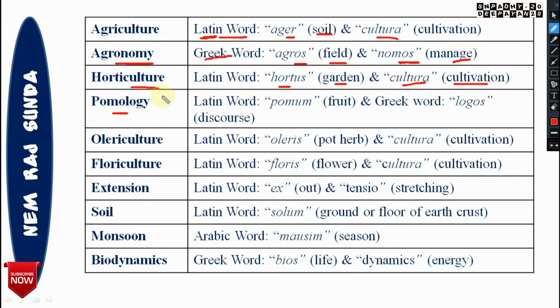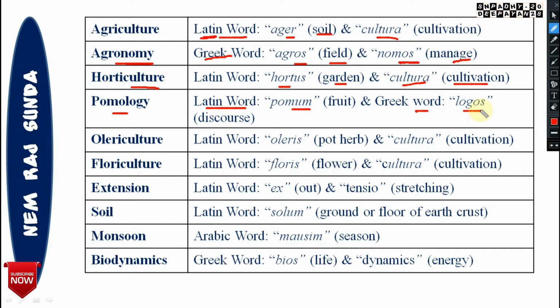Next is pomology. That is more specific to horticulture. Pomology came from the Latin word pomum and the Greek word logos. Here you see two combinations. One is the Latin word pomum, meaning fruit, and the Greek word logos means to study or to discourse. That means to study about fruit is known as pomology.